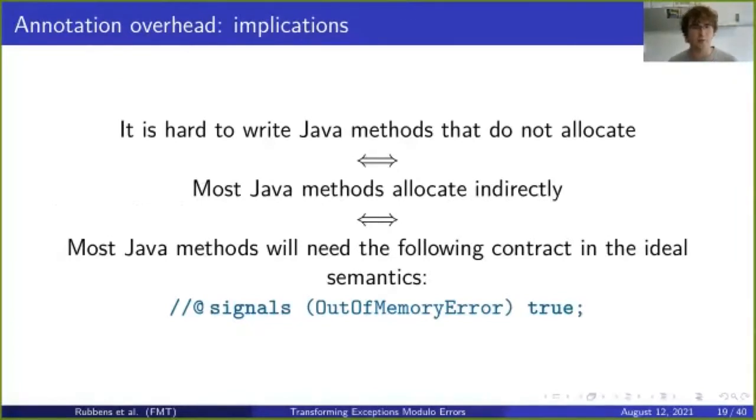So the contract that we show below here in blue is an exceptional postcondition which states if an out-of-memory error is thrown, the postcondition holds, which means the method can just throw an out-of-memory exception and there will be no guarantees. So it's very likely that if you just write idiomatic Java code, you will need at least this contract everywhere, which makes a verifier very unusable because you have to write a lot of meaningless annotations.